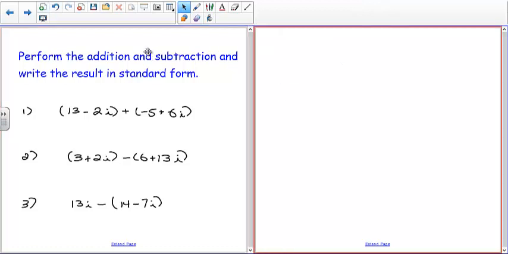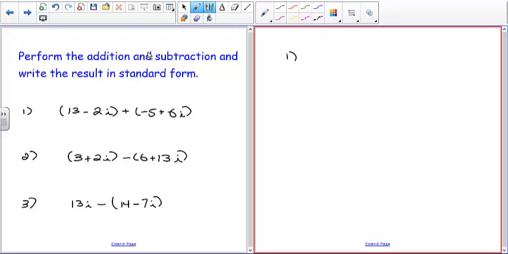So we're just going to do the simple operations, which are addition and subtraction. So when you have addition or subtraction, you add or subtract the real parts. You add the real parts and you add the complex parts, and they're treated separately.